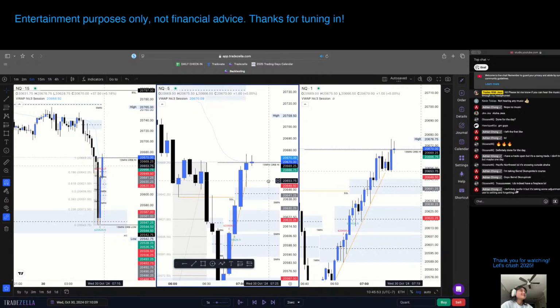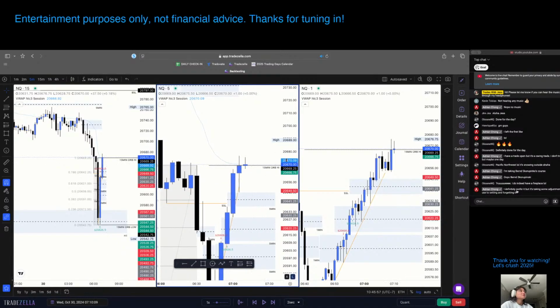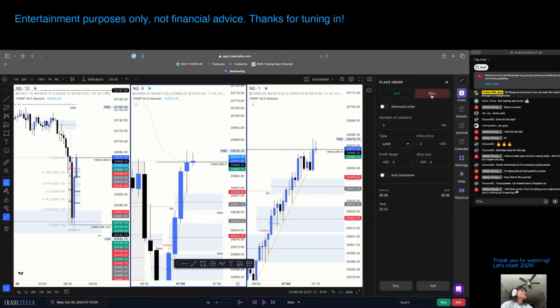All right, this might be an interesting area for a retest lower. Could be wrong. This is also our VWAP right here. So we could get a rejection. Okay, I'm gonna go for it.